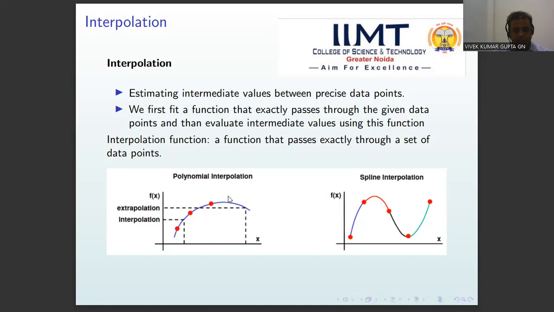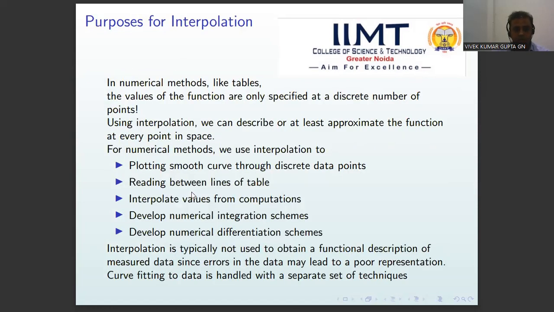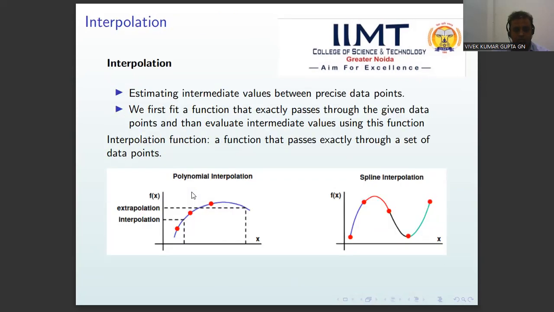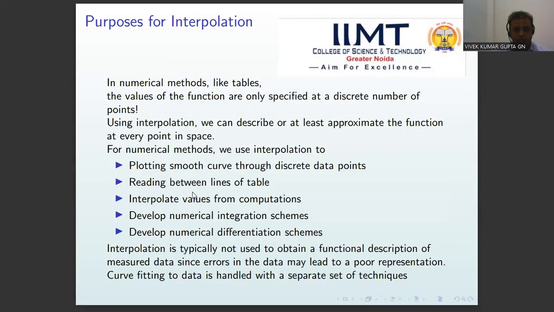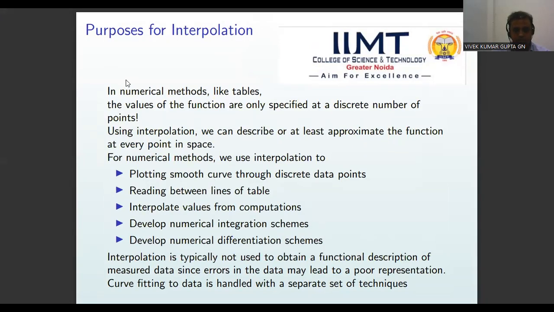There are many methods to interpolate a function, which are categorized as polynomial interpolation or spline interpolation. Here we are using general polynomial interpolation. So what is the purpose of interpolation?